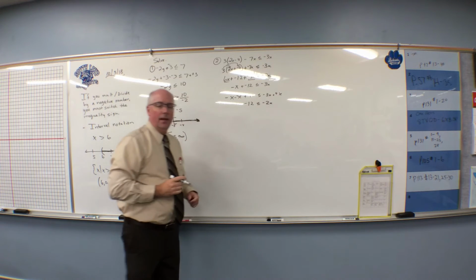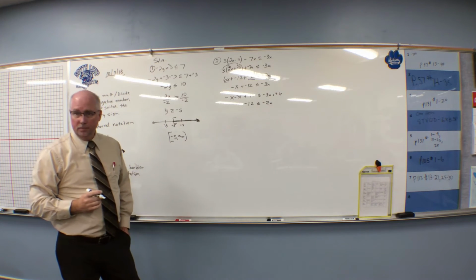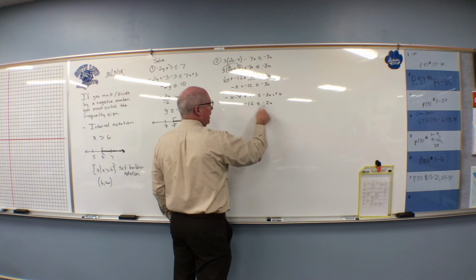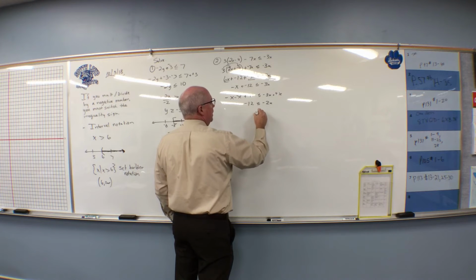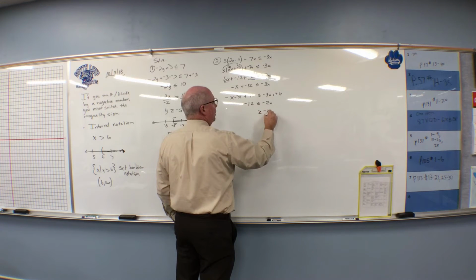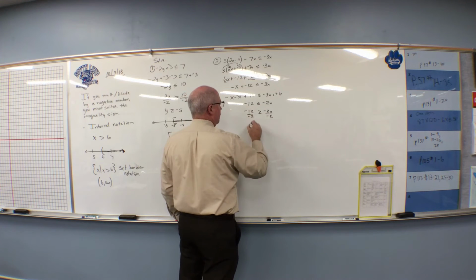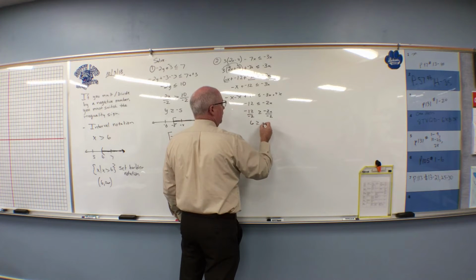Okay. And then I'm going to divide by negative 2. And since I'm dividing, it has nothing to do with this negative. It has everything to do with this negative. So I'm going to divide by a negative 2. And notice I switched the sign. Whatever the sign is, just switch it. So what I get is 6 is greater than or equal to x.